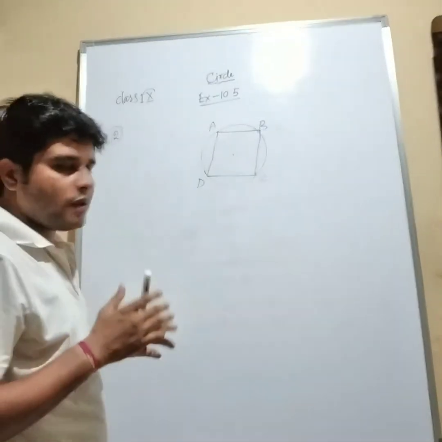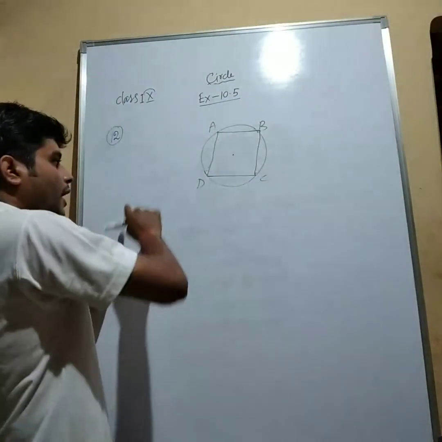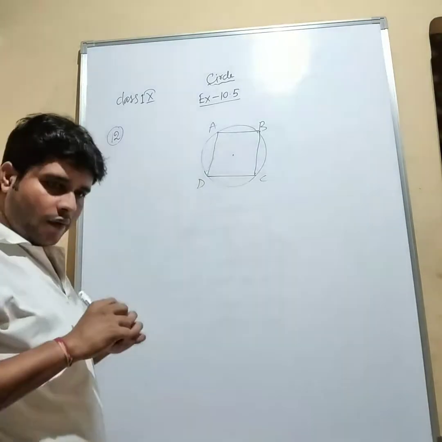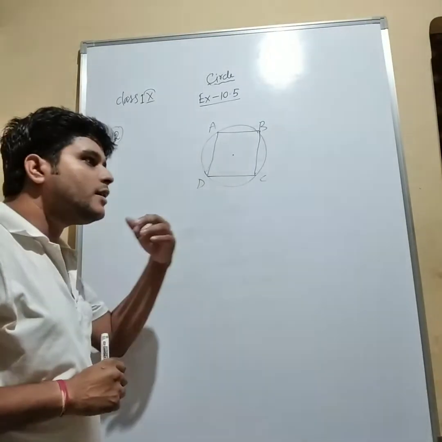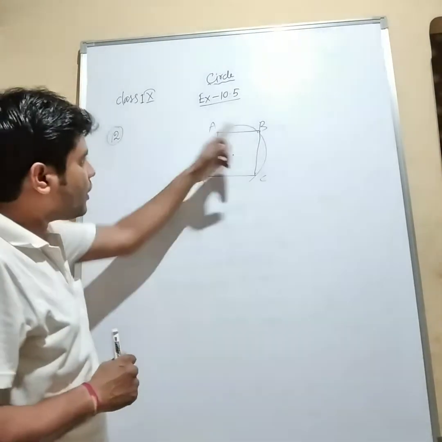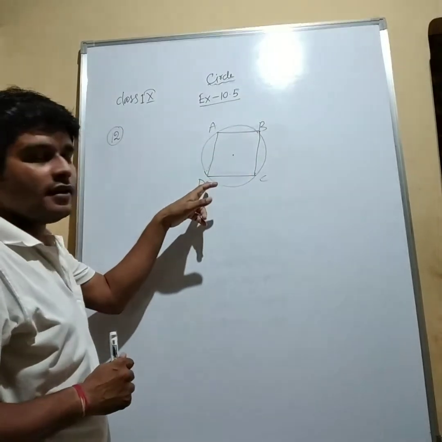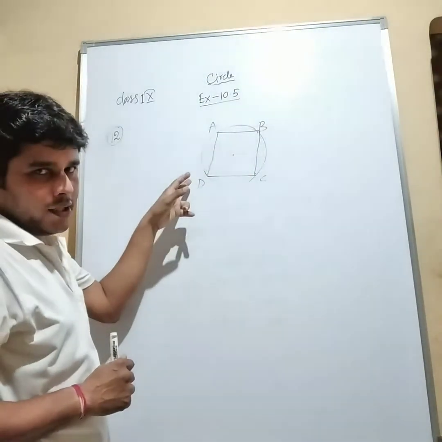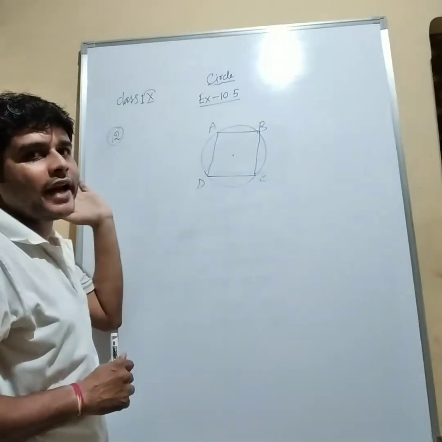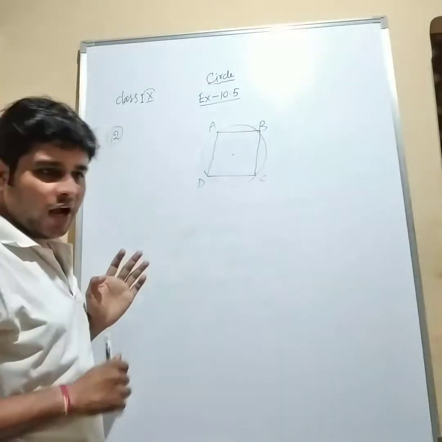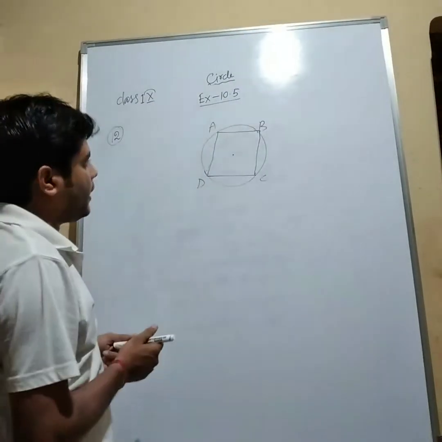First you draw a rectangle, then you draw the circle, because after proving, the parallelogram will be a rectangle. So you draw the rectangle. ABCD is a rectangle you have drawn here, but you can't say this is a rectangle because it is a parallelogram. After proving, it will be a rectangle.